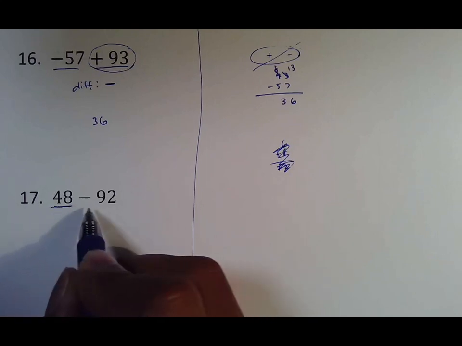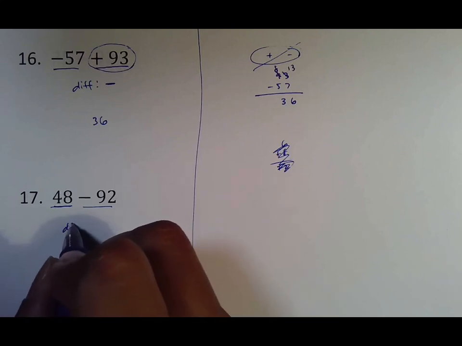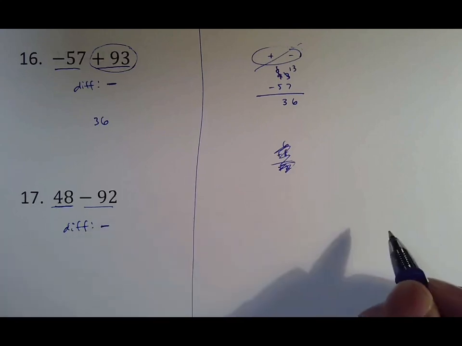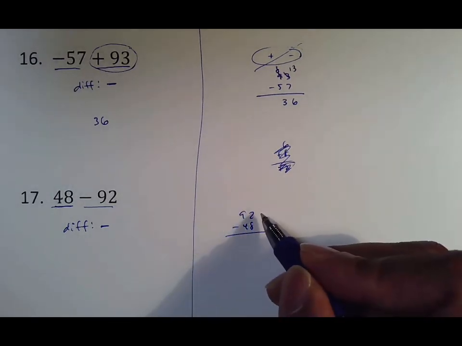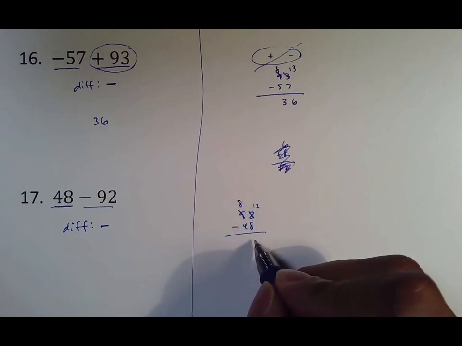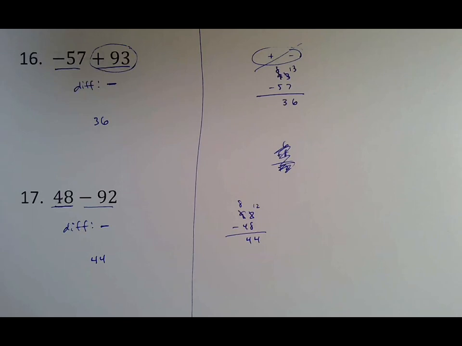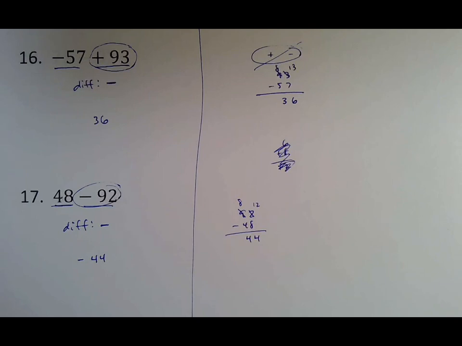Positive 48, negative 92. Are these two signs the same or different? And then the second question I want you to think about is, do you add or subtract? There you go. So again, we do 92 minus 48. Bigger minus smaller. Cannot do 2 minus 8, so we borrow. Change this into 12. 12 minus 8, again, use your fingers if you need to, is 4. 8 minus 4 is also 4. Our number is 44, but it's negative because the 92 is negative. The bigger number is negative.